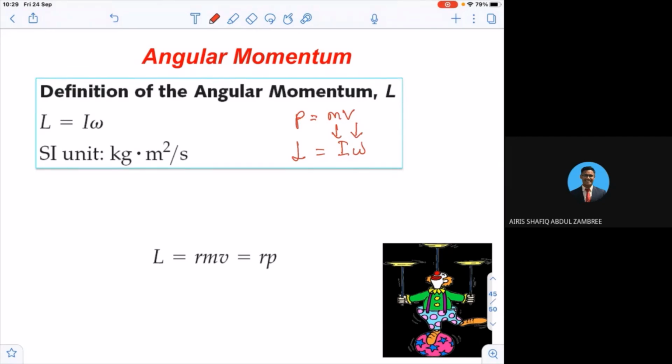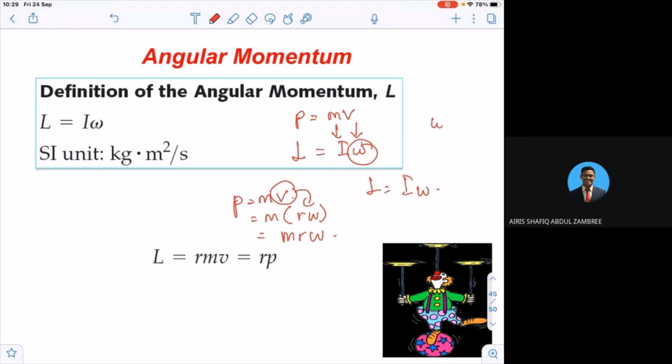So what is I omega? This should be equivalent to, let's say, P equals mv. So what is v? v is r omega. So if you look carefully, because v equals r omega, you can derive P in terms of m r omega. So that is in terms of P. But if you want to write it in terms of angular momentum, then you can use this one: L equals I omega.